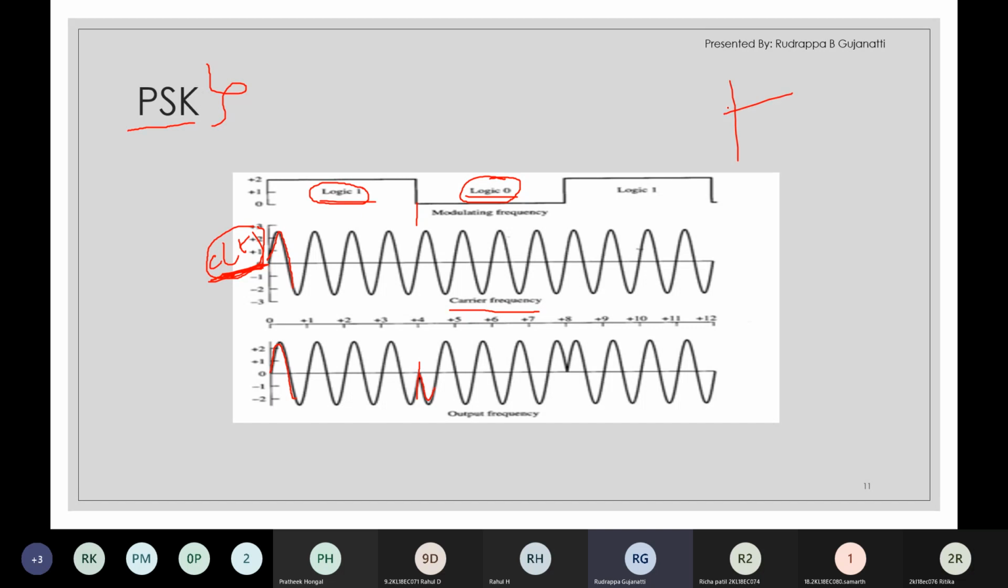For example, if this is the carrier signal, 180 degrees out of phase implies this will be in opposite form. It will be like this. So for logic 1 you send it as it is. For logic 0 you put it 180 degrees out of phase and then transmit it. So this is what is happening.